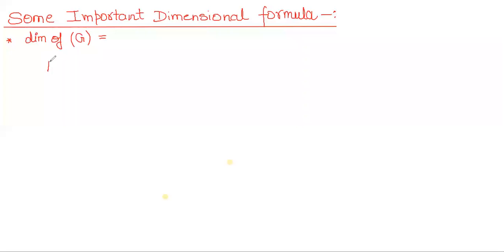For example, the gravitational force F equal to G m1 m2 upon r square. Solve this relation for G. G is equal to F r square upon m1 m2.